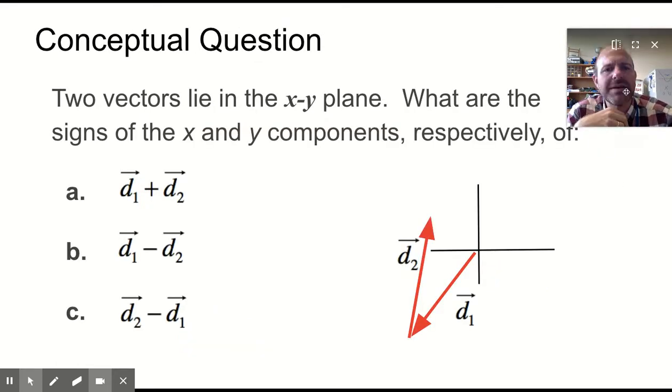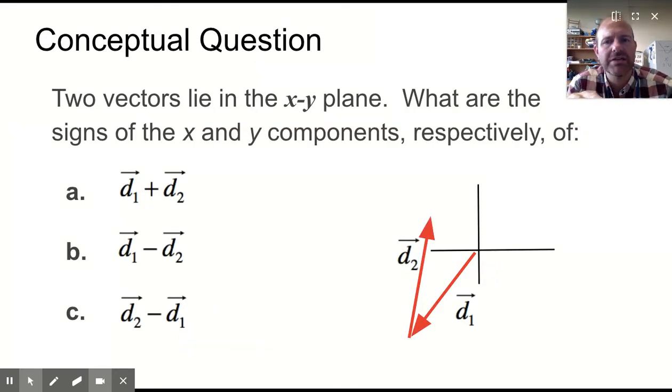Last conceptual question here. If two vectors lie in the xy plane, what are the signs of the x and y components? You can pause and take a look. But d1 plus d2 is going to be negative x, positive y. d1 minus d2 will be two negative signs, x and y. And d2 minus d1 will give us both positive.